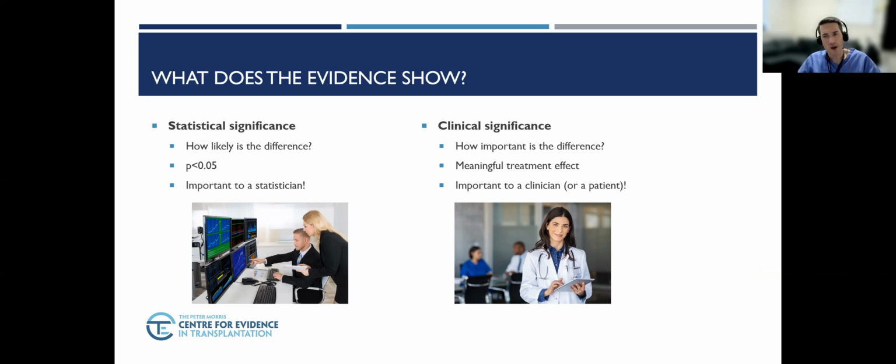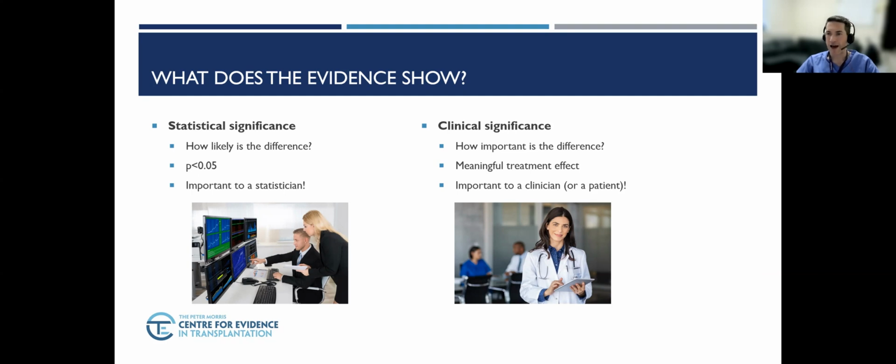So for example, if you combine in a systematic review 30 studies to show a difference in GFR of 2 or 3 milliliters per minute, you might achieve statistical significance. You might get a p-value of 0.001. But that difference in real clinical terms is probably not that important. You know, a 1-year difference in GFR of 2 mils per minute is probably not going to be that relevant.